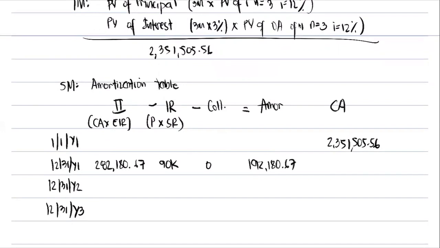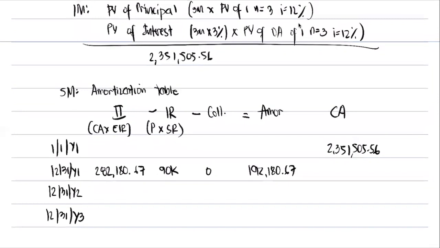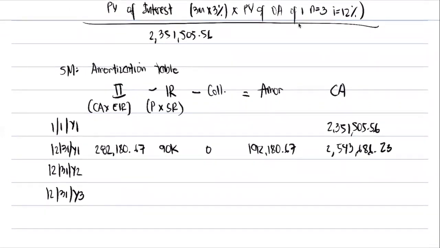192,180.67. So our carrying amount is equal to initial carrying amount plus amortization. So our carrying amount on December 31, year 1 is equal to 2,351,505.56 plus 192,180.67. So this will give us 2,543,686.23. We repeat the process for year 2.